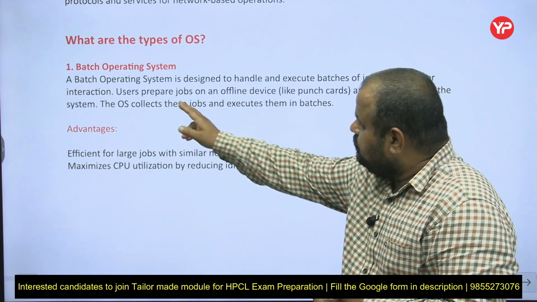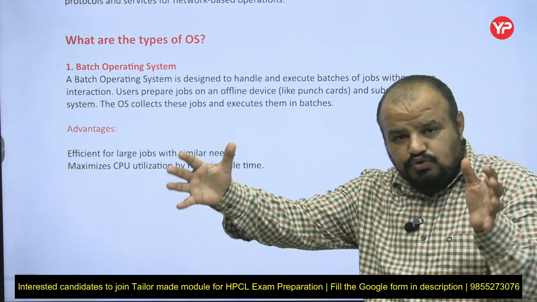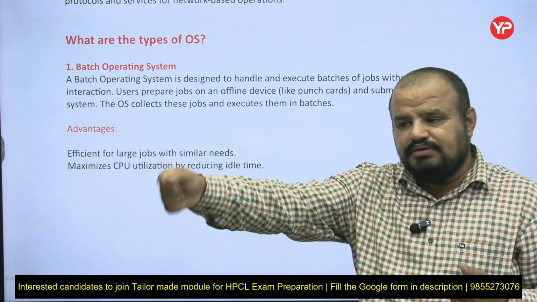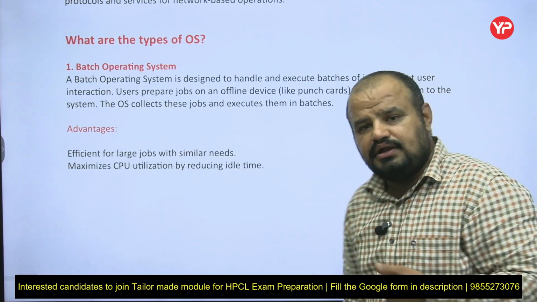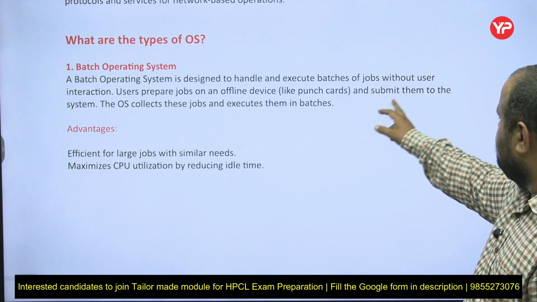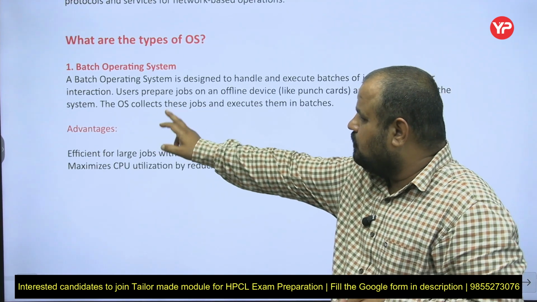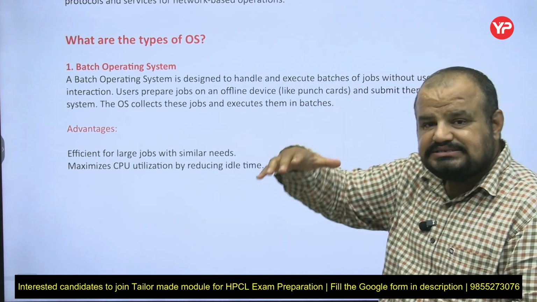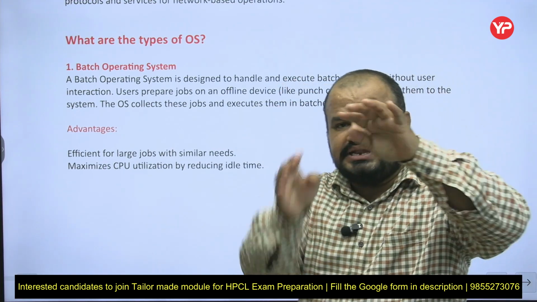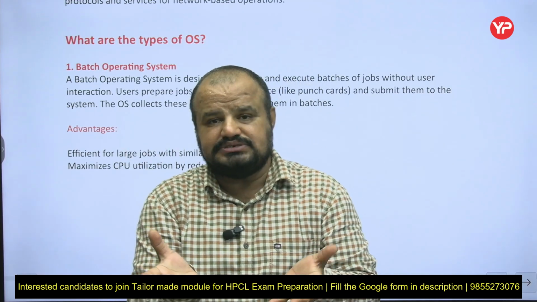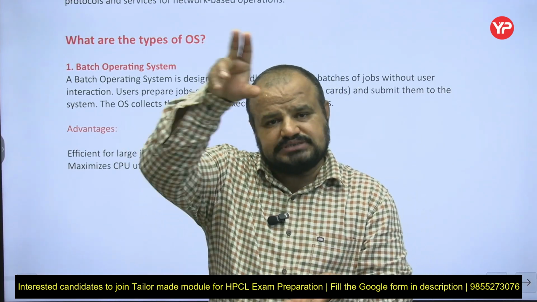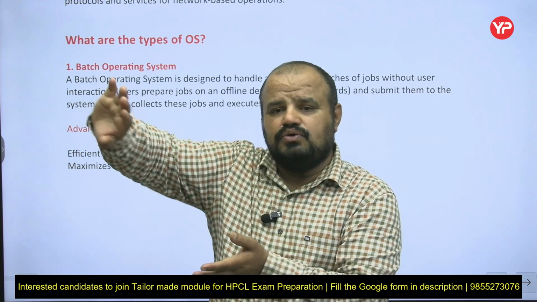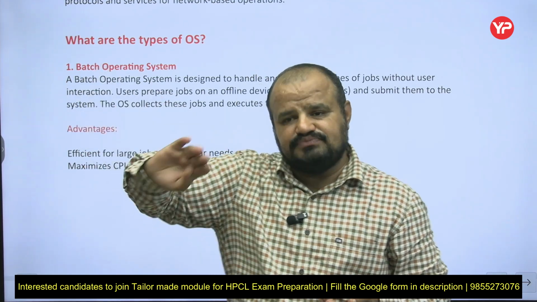Fine. Now the user prepares the jobs. We prepare a bundle of jobs, and then the OS gives one job to the CPU, and it is now in the executing state. The OS collects these jobs and executes them in batches. Suppose we select 10 processes. After getting a batch of 10 processes, the OS tries to execute the processes one after another.